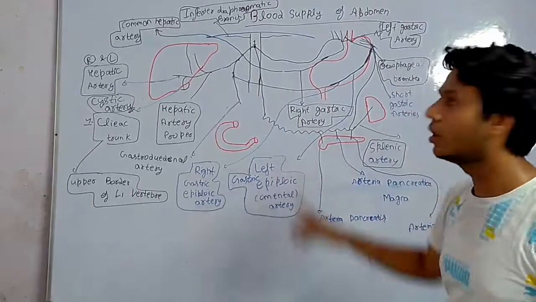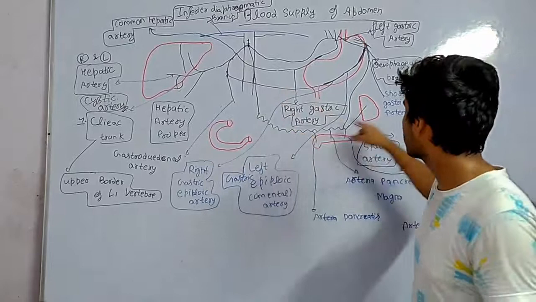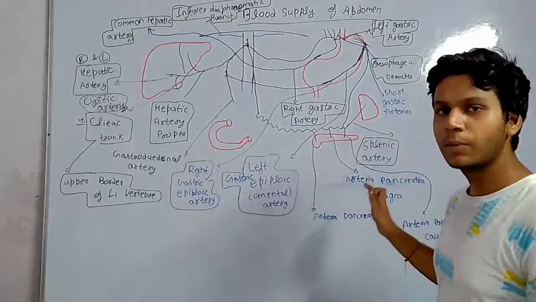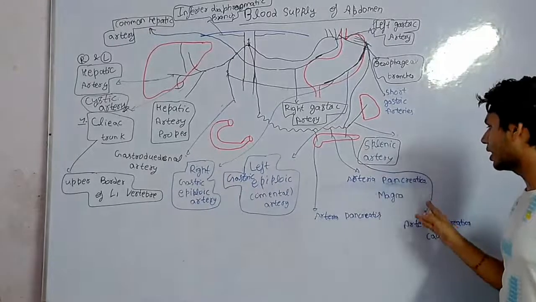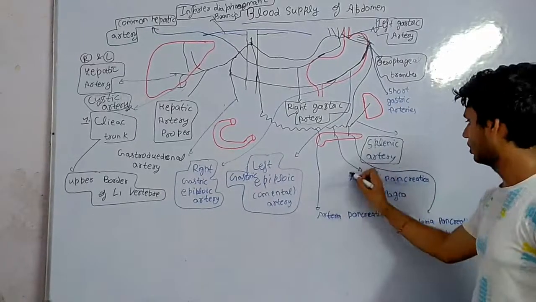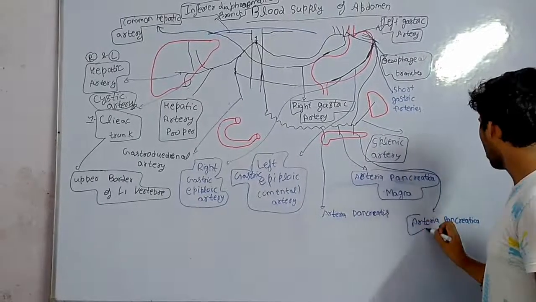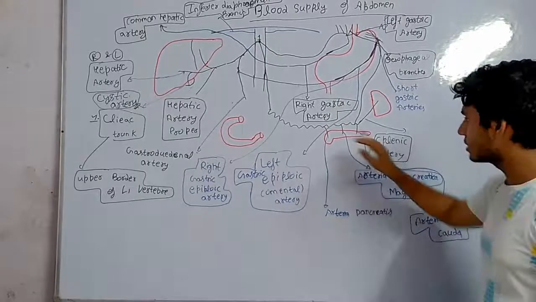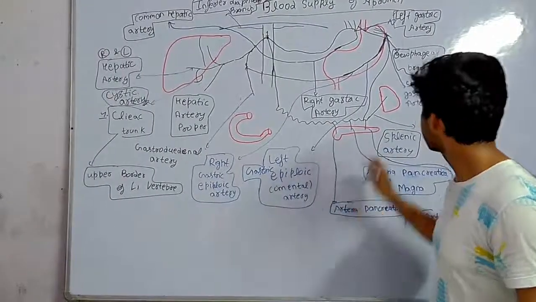Then the third branch of the celiac trunk is the splenic artery, which is tortuous and goes towards the spleen. It gives three branches to supply the pancreas: arteria pancreatica dorsalis, arteria pancreatica magna, and arteria pancreatica caudalis. These are the three arteries which supply the pancreas, and the splenic artery goes towards the spleen, passing along the superior border of the pancreas.